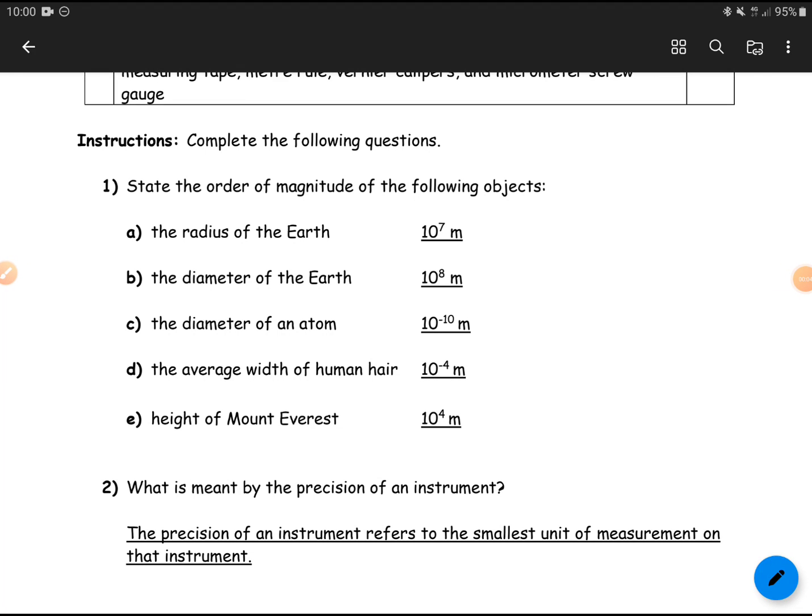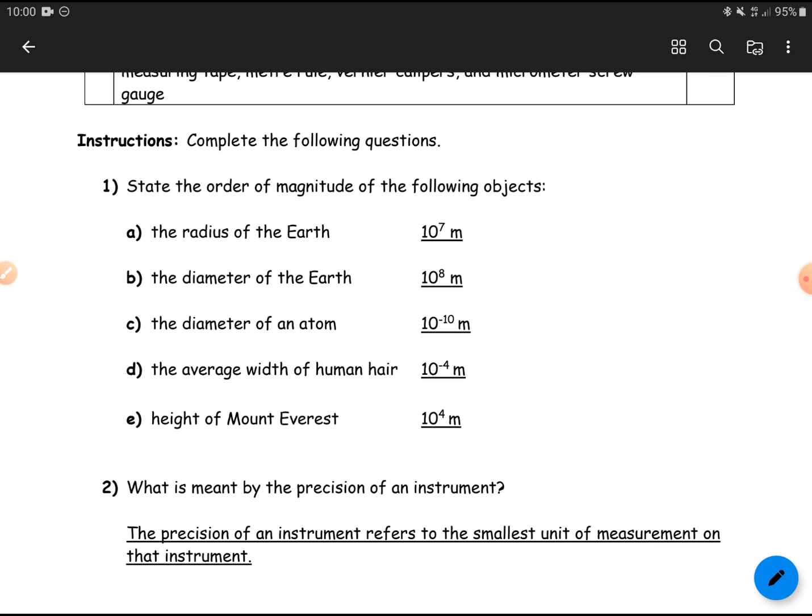For this third worksheet itself, as you can see, the first question is on the order of magnitude for different objects. Now, the information for this question can actually be found in your textbook as well. Alternatively, I will encourage you to go online and check out the resources, so as to verify these values.